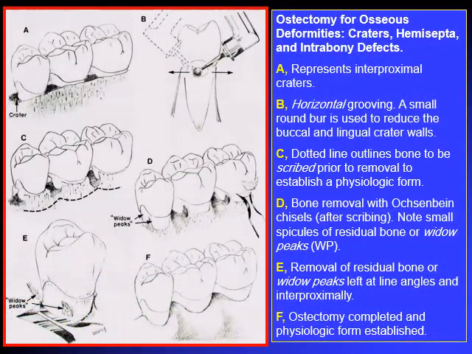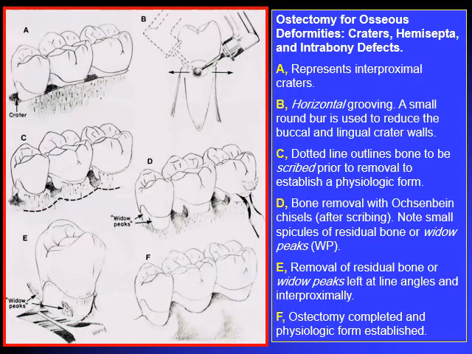Here, this is another situation which describes the ostectomy technique, the flattening of the interproximal bone and the marginal gradualization of the bone. These are the two steps of ostectomy.